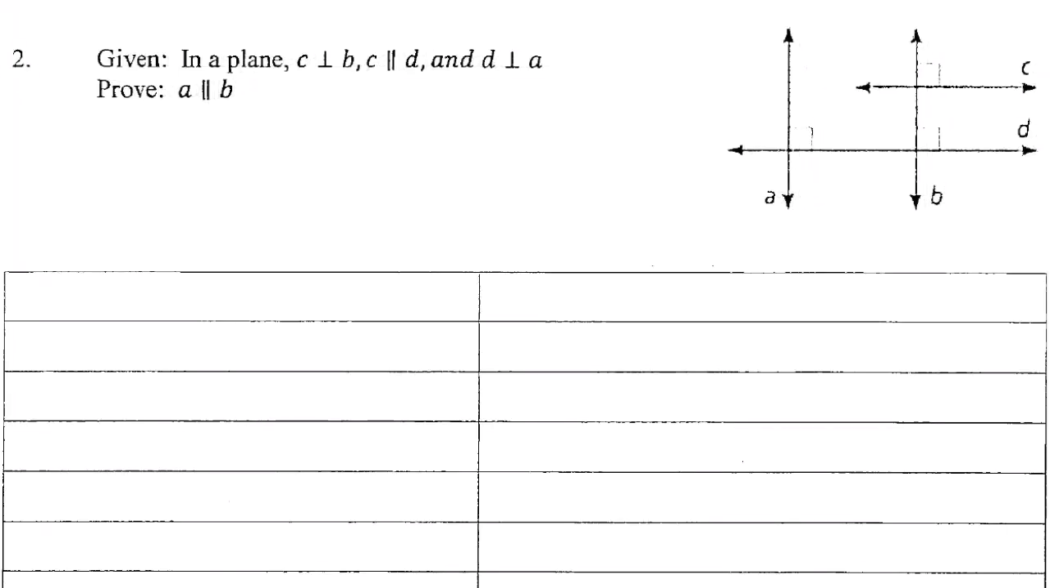Here's number 2. So given in a plane, so it's in a plane, right? C is perpendicular to B. All right, so let's write that down. C is perpendicular to B. So we have that here. All right, and then C is parallel to D. And then it gives us also that D is perpendicular to A. So those are all our givens.